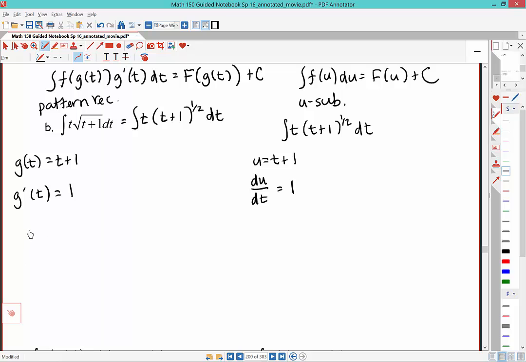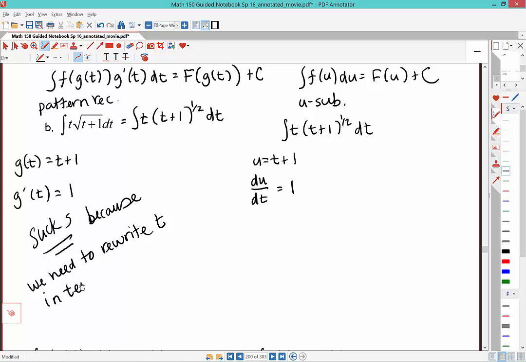This is where pattern recognition kind of sucks, because it would end up being more complicated to show you. It sucks because we need to rewrite t in terms of our g at t, or u. So this method, I'm not even going to go on because it's not the best way.